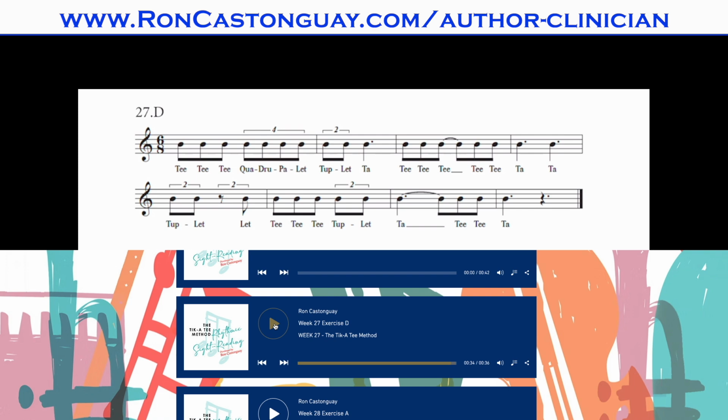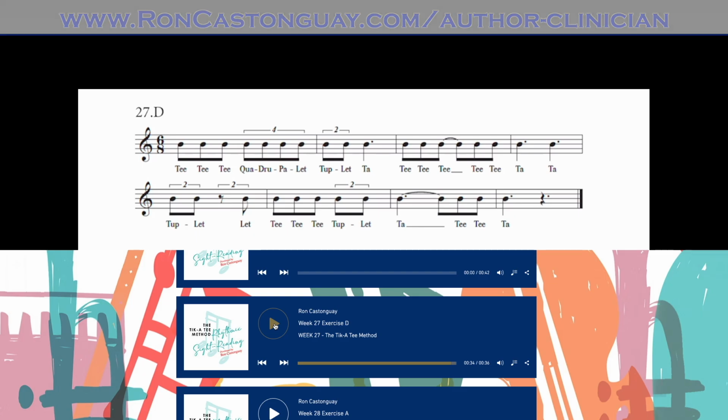Okay, if you did not yet perform exercise 27D, you need to do that on your instrument before you can go to that next exercise. So break out that instrument. Let's make it happen.